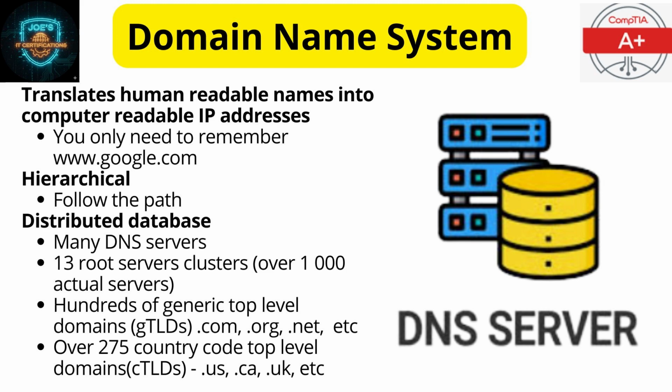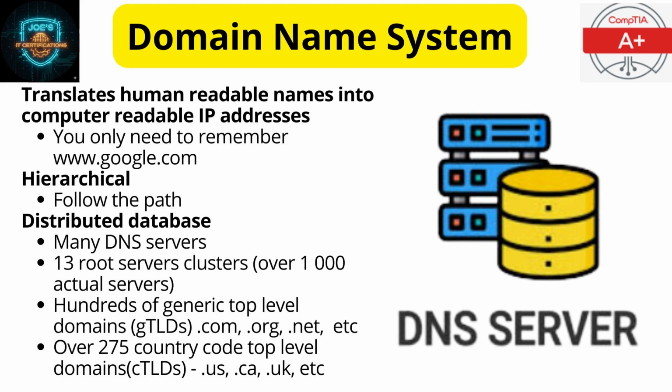These generic top-level domains, or GTLDs, are the ones that you might recognize, a .com, a .org, a .net, and so on. You might also see these top-level domains separated by country. There are about 275 country codes. For example, the United States is the .us domain, Canada is .ca, the United Kingdom is .uk, and so on.